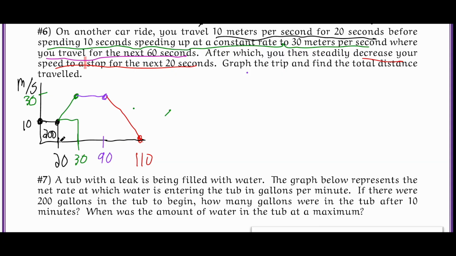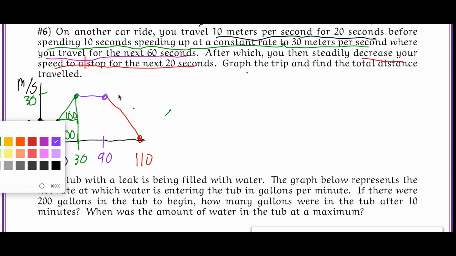This rectangle is a height of 10 and a width of 10, giving an area of 100. And then on top of that, we have a triangle. For this triangle, the height is 20. 10 to 30 is 20. And its width is 10. So 10 times 20 divided by 2, because it's this triangle, gets us 100. So in this first 30 seconds here, we traveled 400 meters.